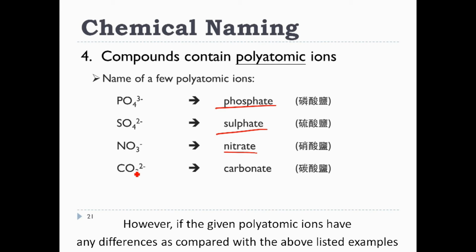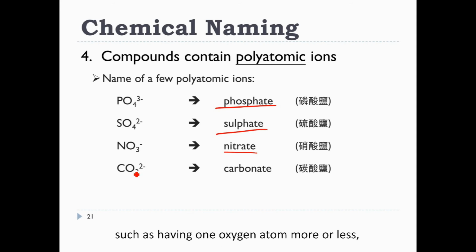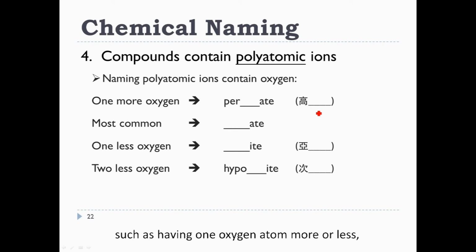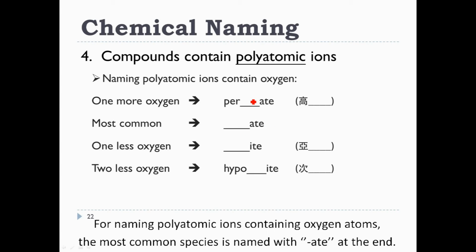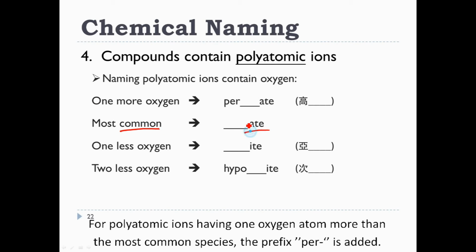However, if the given polyatomic ions have any differences compared with the above listed examples, such as having 1 oxygen atom more or less, we have to first change the name of these polyatomic ions before naming the compound. For naming polyatomic ions containing oxygen atoms, the most common species is named with ATE at the end. For polyatomic ions having one oxygen atom more than the most common species, the prefix per is added.